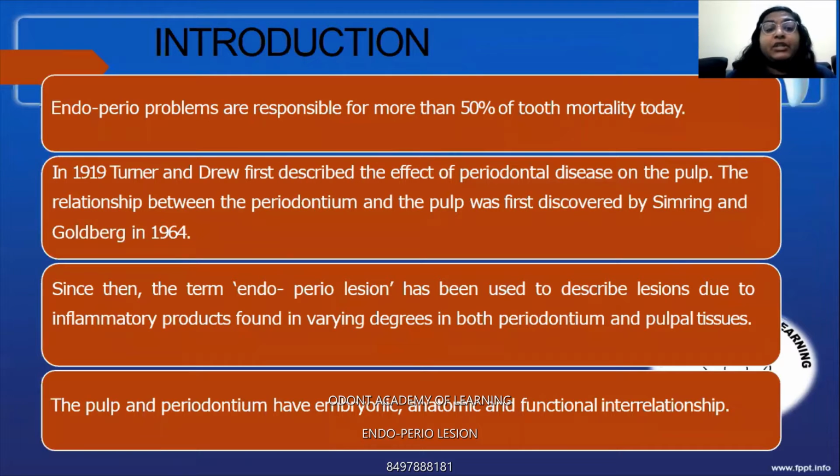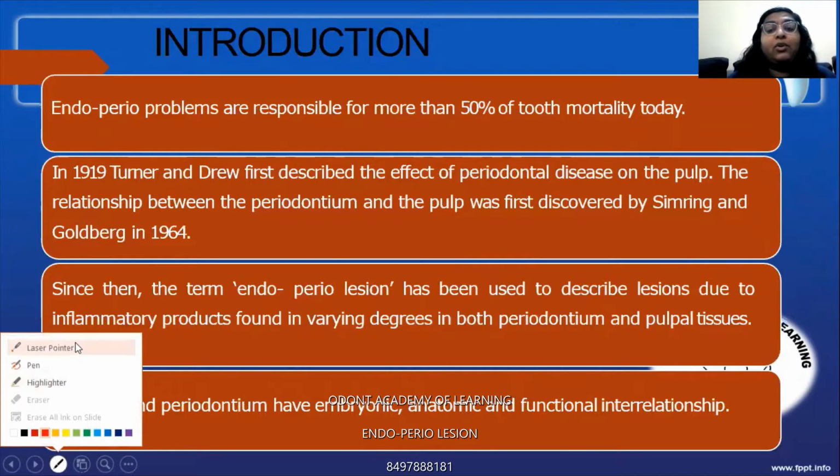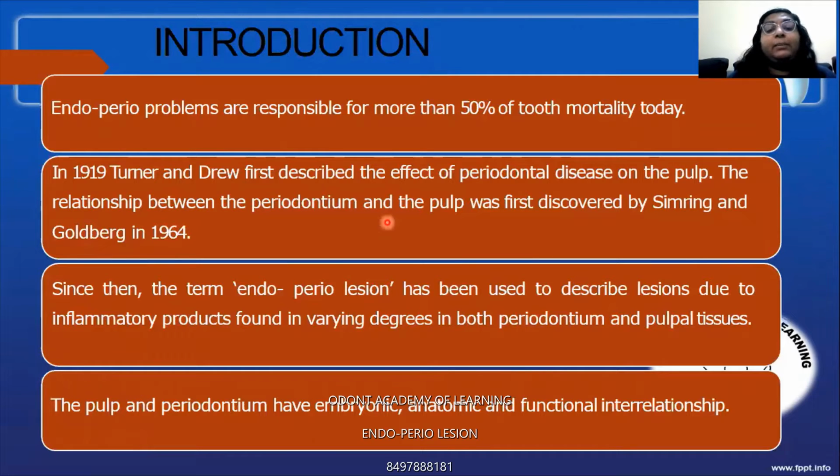So coming to the introduction, endoperio problems are responsible for almost 50% of tooth mortality today. In 1919, Turner and Drew first described the effect of periodontal disease on the pulp. The relationship between the periodontium and the pulp was discovered by Simmering and Goldberg in 1964. But on a more broad basis, we know that unless the periodontium is strong, the prognosis for any tooth which is treated endodontically is always not that great.